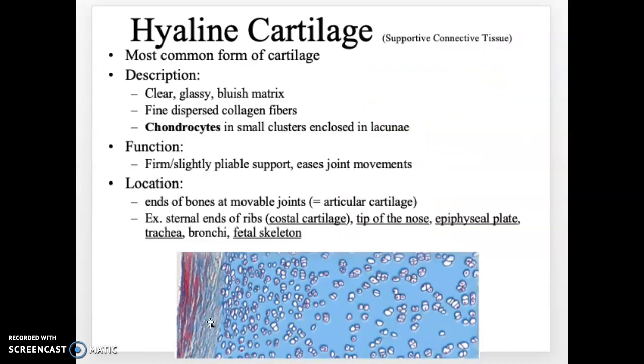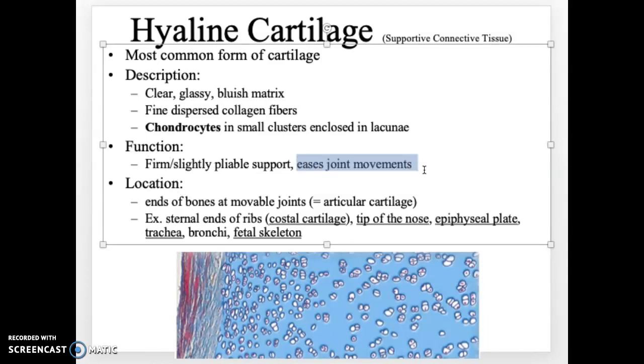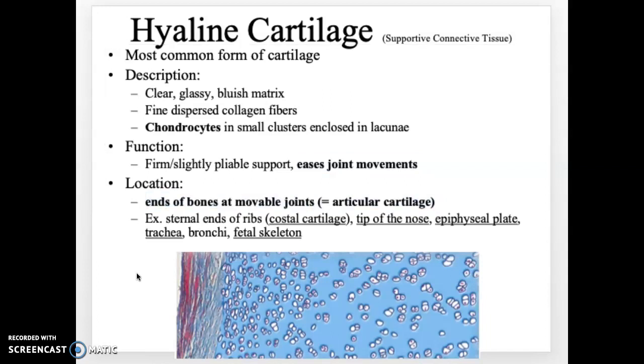So hyaline cartilage is the most common. This is what it looks like here. It's kind of glossy looking blue. Each little white spot is called a lacunae, and then the purple dots within those are called the chondrocytes. Those are the cells. So this cartilage has the function to ease joint movement. So this you find at the ends of all of your bones that move. So this helps to kind of allow the 2 bones to nicely slide against each other.